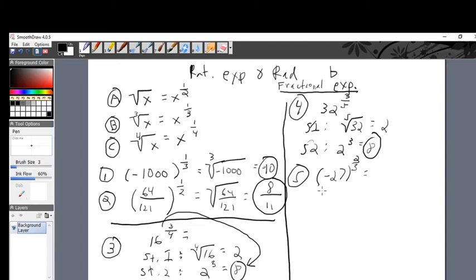Step 1, take the cube root of negative 27. What is the cube root of negative 27? Answer, negative 3. Negative 3 times negative 3 times negative 3 is negative 27. So the cube root of negative 27 is negative 3. What do I do with that negative 3? I raise it to the 2nd power, the numerator. Negative 3 to the 2nd power is equal to 9. Negative 3 times negative 3 is 9, and the final answer is 9.